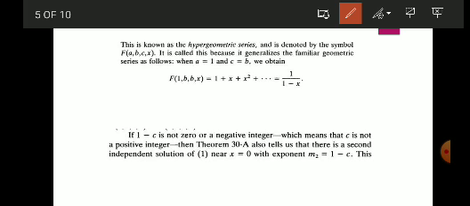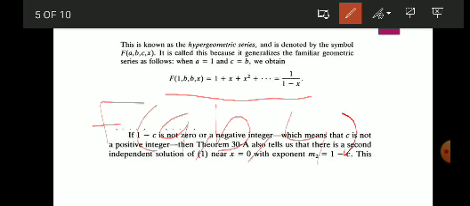Here is one example, F of 1, b, b, x. Actually the Gauss hypergeometric function is of the form F of a, b, c, x. Here a equal to 1 and c equal to b. F of a, b, c, x, a stands for 1 and c equal to b. Then the function is F of 1, b, b, x.